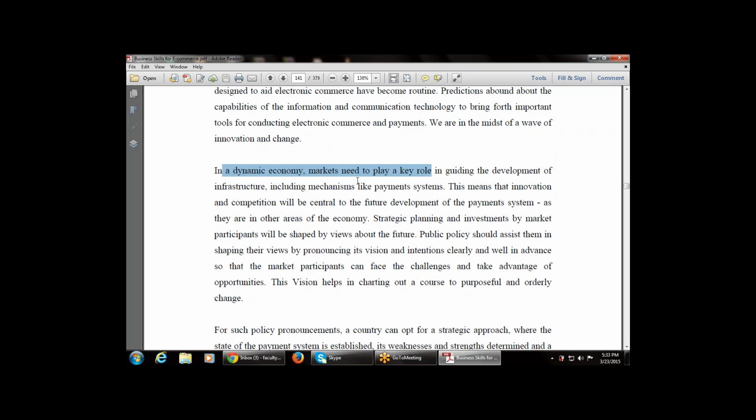This is a paragraph for the dynamic economy, where the market must be used, or there will be a market survey that is using the dynamic economy.